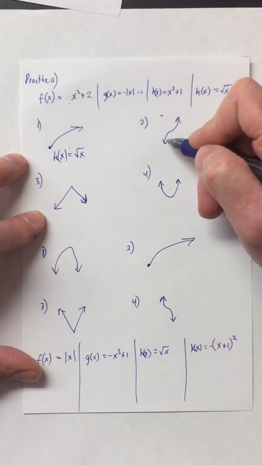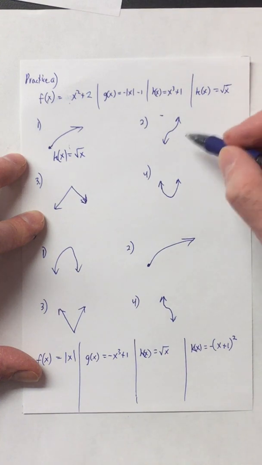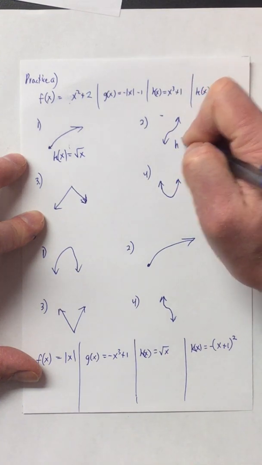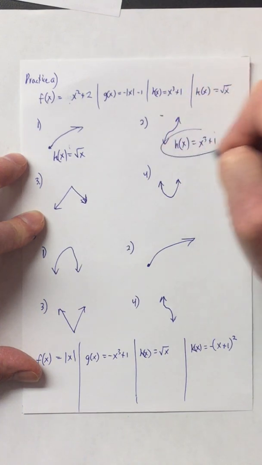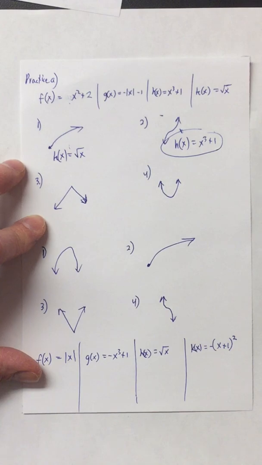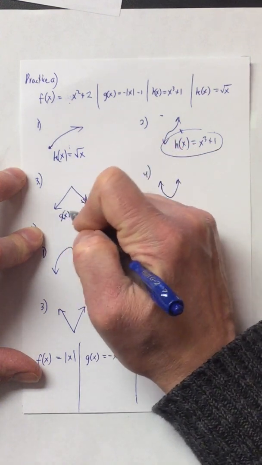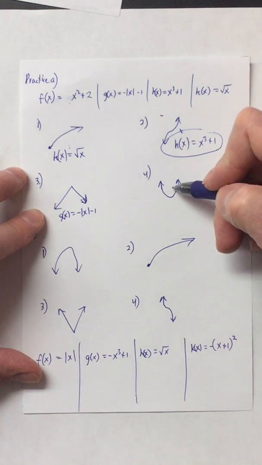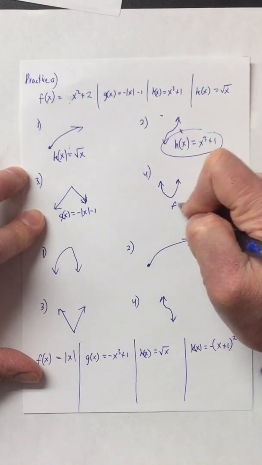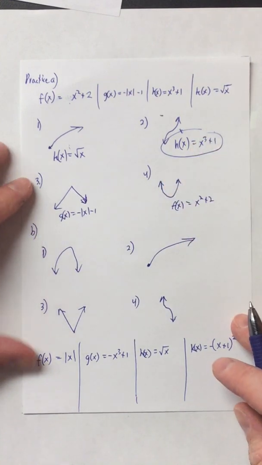Number 2 has my little swiggly snake line. What does that go with? That goes with my cube here. So h of x is equal to x cubed plus 1 is the answer for number 2. Number 3. Number 3 looks like my V. That goes with my absolute value. So g of x is equal to that equation. And then 4 is my parabola. The one that's left, f of x, is equal to x squared plus 2. And I've lined those up.